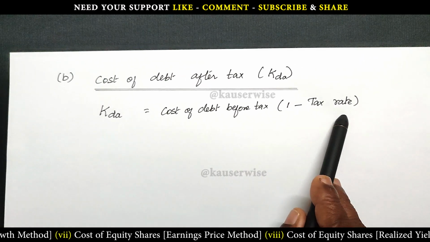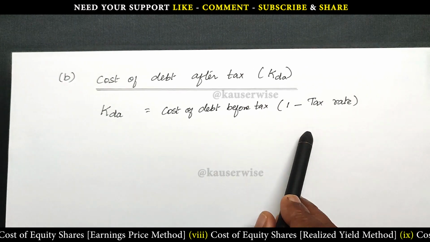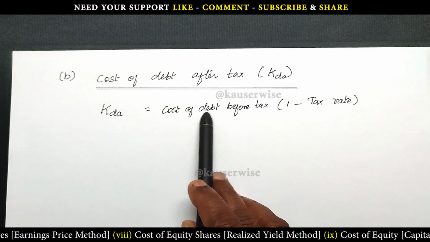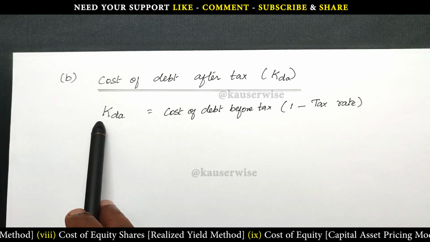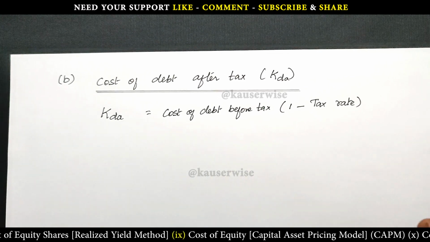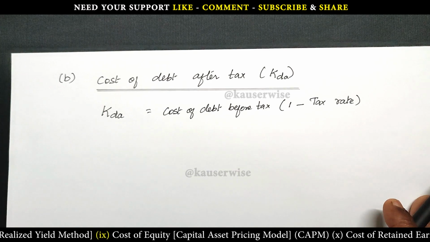1 minus 0.5 is equal to 0.5. Now just multiply that value with the cost of debt before tax. You will be getting the cost of debt after tax. Okay. Now we are going to see a numerical problem for better understanding.